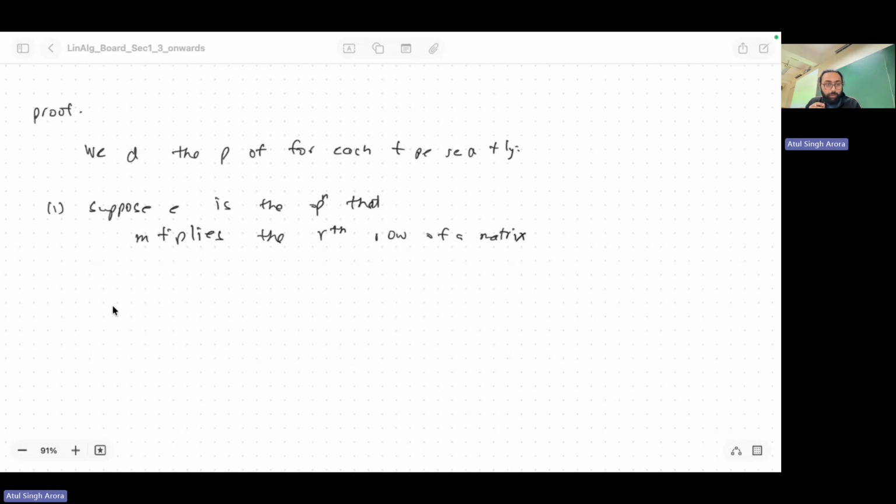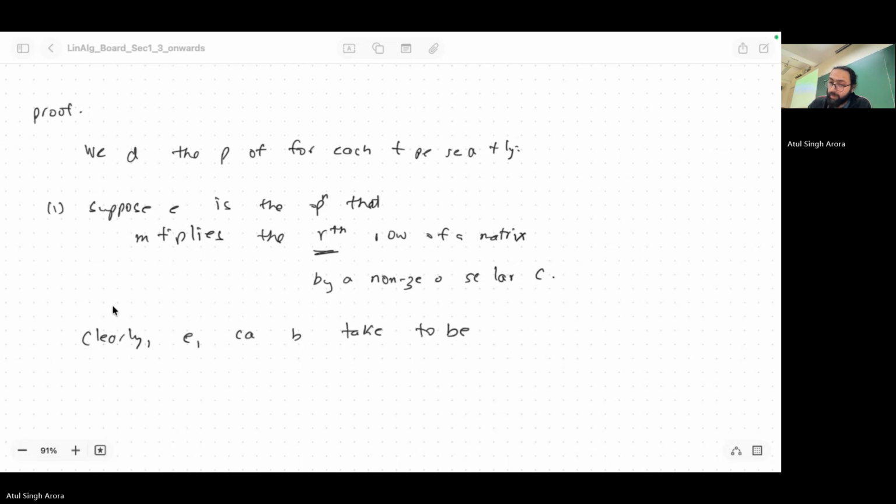Okay, great. So suppose E is the operation where you're multiplying the rth row of a matrix by some non-zero scalar C. Okay, and clearly E1 can be taken to be... What can be taken to match this?